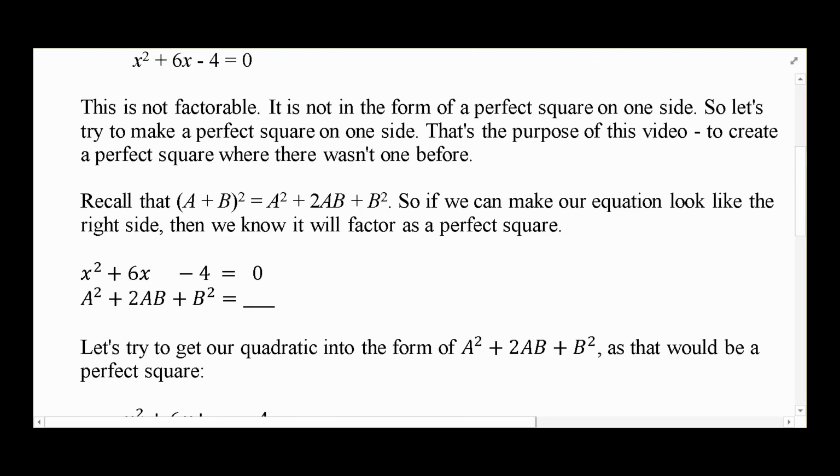Let's think about what a perfect square would look like. If I have a plus b squared, I know that that's a squared plus 2ab plus b squared. So if somehow our equation looked like a squared plus 2ab plus b squared, I would automatically know it's a perfect square. That's kind of our goal then. Our goal is to turn the equation that we are dealing with into a squared plus 2ab plus b squared.